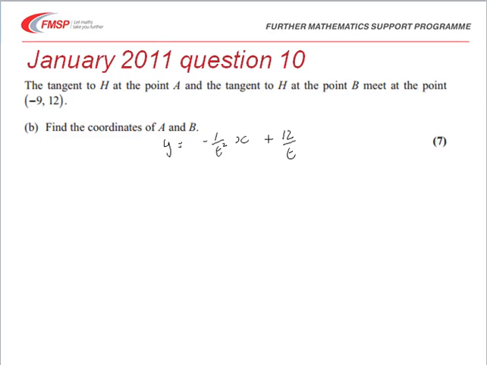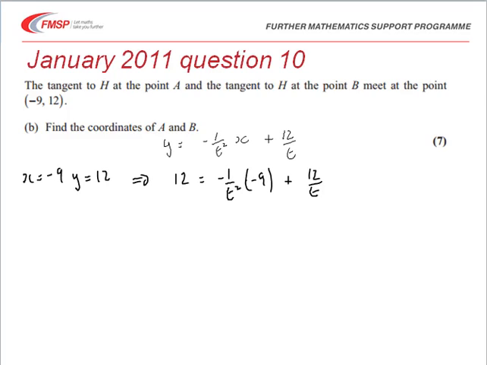In the second part of the question, then, we're going to carry on and use the tangent equation we found to find the two specific tangents which meet at the point x is equal to -9 and y is equal to 12. So using those values and substituting them into this equation gives us 12 is equal to -1 over t squared multiplied by, beg your pardon, multiplied by -9 plus 12 over t.